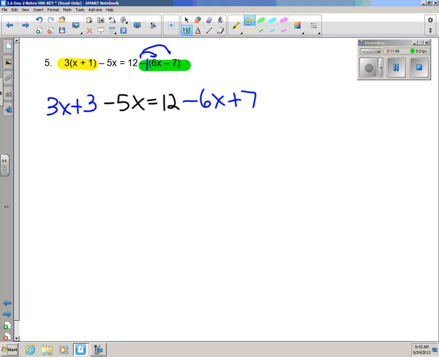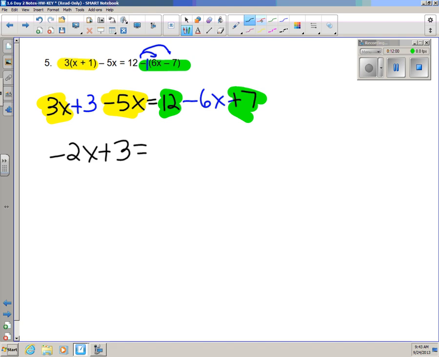Notice that you've got like terms on the same side. I've got to combine those before I do anything. So on my left-hand side, I should get negative 2x plus 3. On the right-hand side, I also have like terms. It's here and here. And so my right-hand side, I get 19 minus 6x.